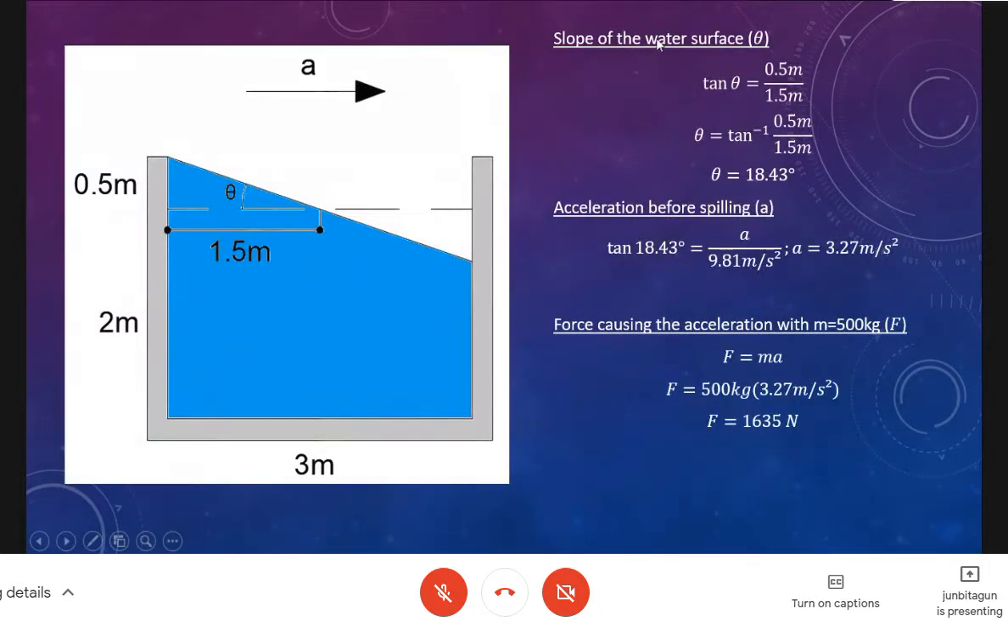Una, yung slope ng ating water surface. Okay, so before, we've seen the formula for all of this. It's just tangent theta is equal to the horizontal acceleration of the container divided by the gravitational acceleration. So here we can now get the angle theta for the slope of the water. Okay, so the acceleration now before spilling.